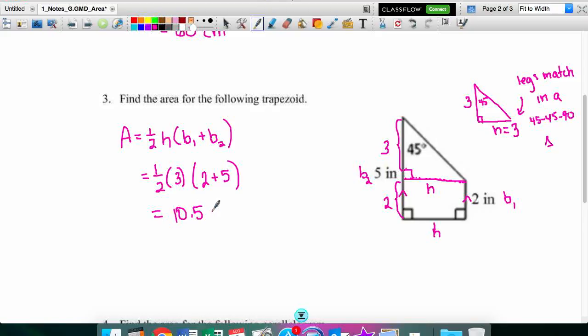Once again, let's put a unit on this. Area is always square units, so if our problem is in terms of inches, our area will be in terms of inches squared.